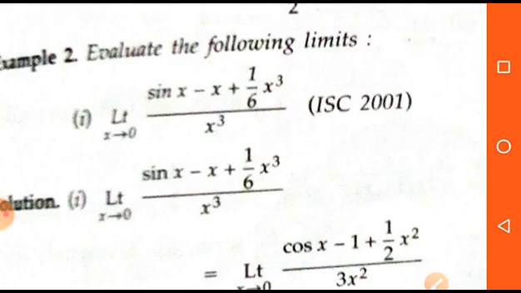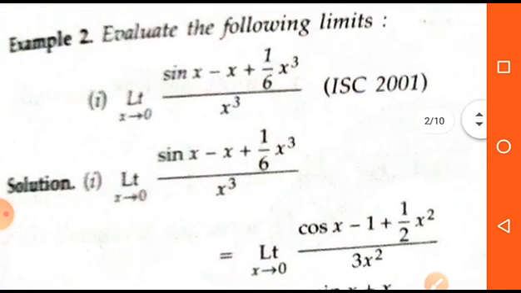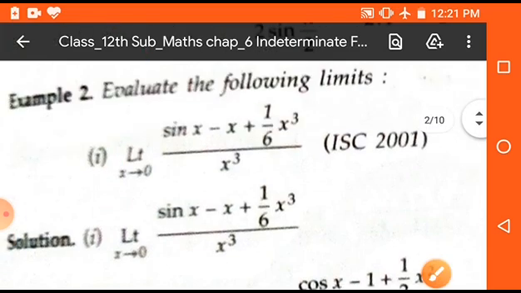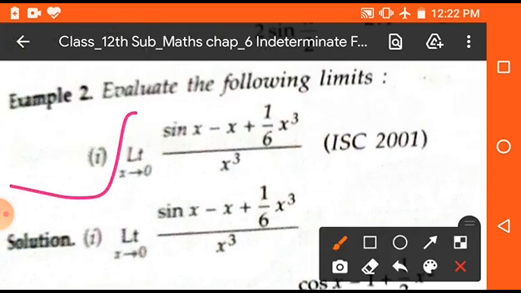Okay, student. Take another example. Next example is limit x tends to 0 sin x minus x upon 1 plus 6 x cube upon x cube. So if you put x is equal to 0, then you will get 0 upon 0 because sin 0 is 0, x is also 0, and x cube will be 0 upon x cube is also 0. That means 0 by 0, and 0 by 0 is a not defined form.